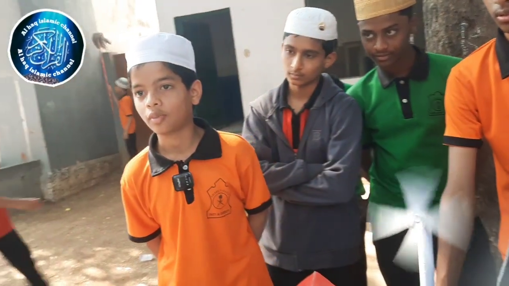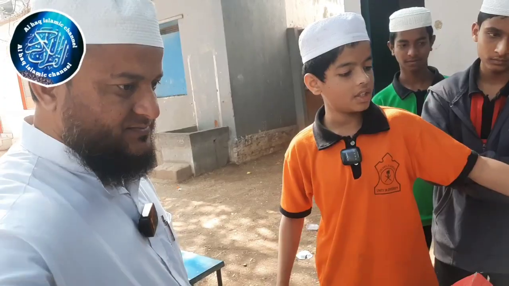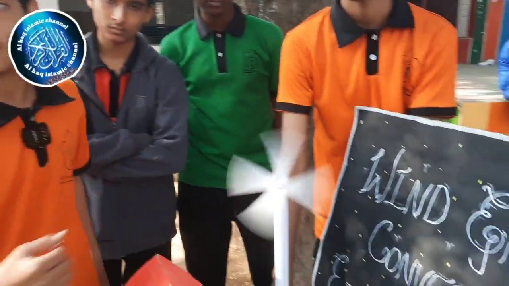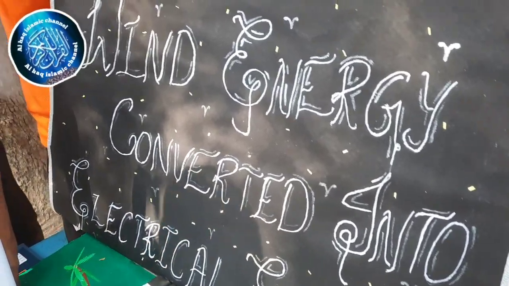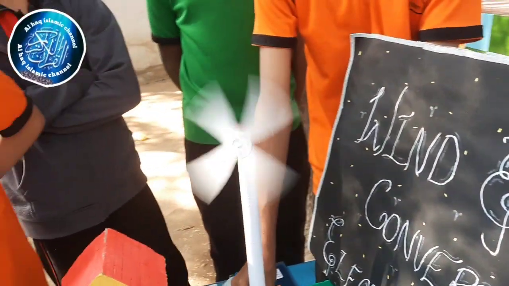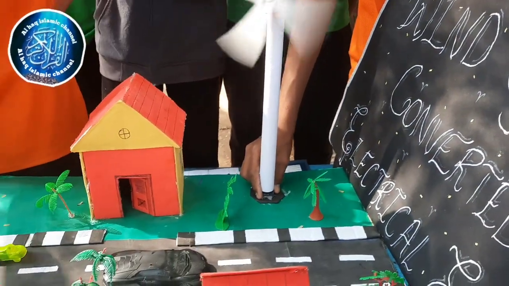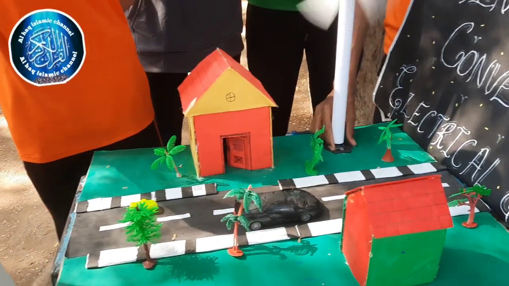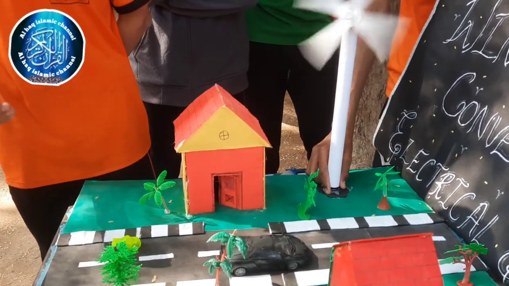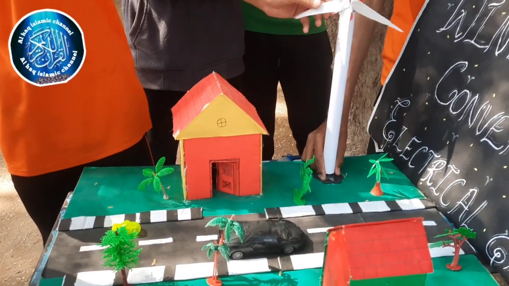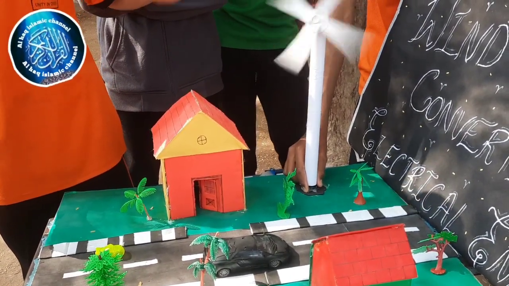Myself Safiur Rahman from class 8C. Today my science exhibition topic is wind energy converted into electrical energy. Wind turbines turn wind energy into electricity with the help of aerodynamics. Aerodynamics means with air power. With the help of aerodynamics from these blades, the power will come to us.